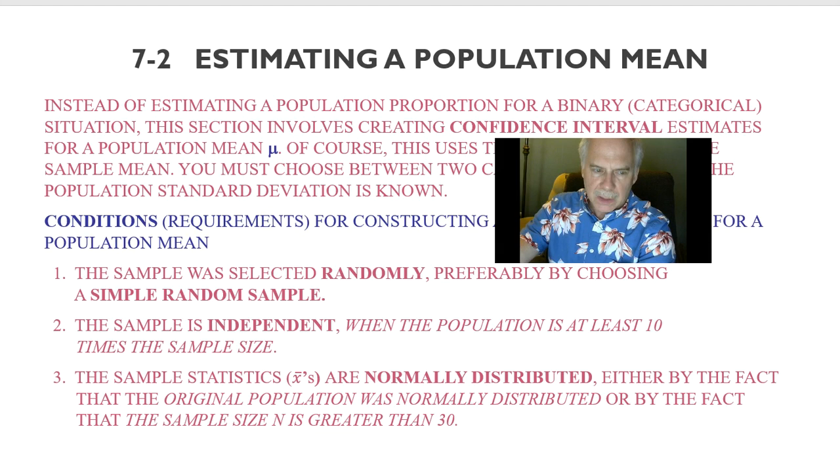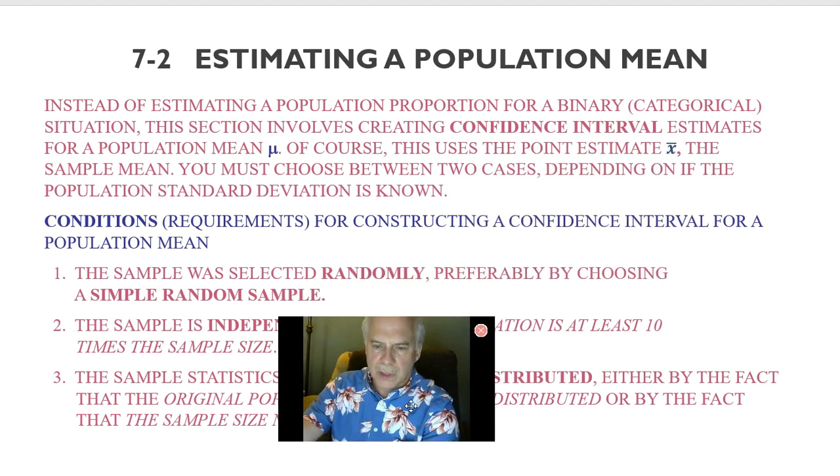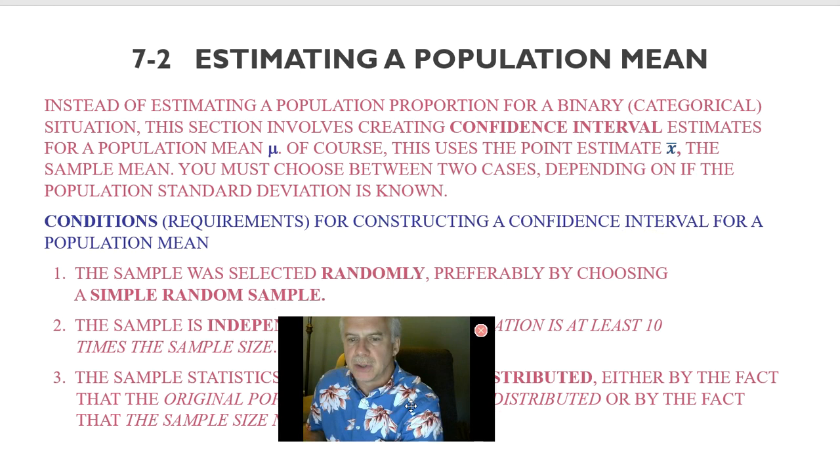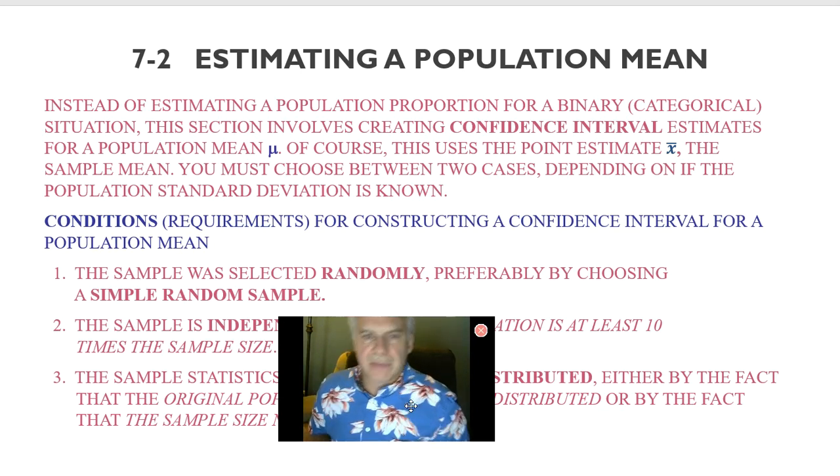Now, we talked about confidence intervals for population proportions. And that's for binary, categorical, like yes, no, male, female, whatever situations. But this new section, section 7.2, uses confidence intervals to estimate a population mean when we're talking quantitative data. So when you have quantitative data, numbers, and you want to estimate the population mean.